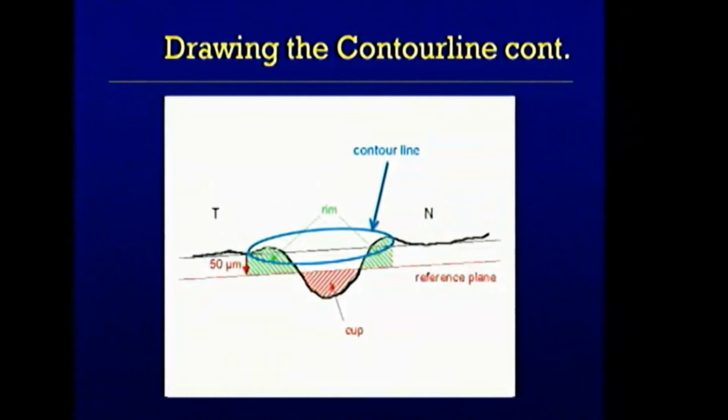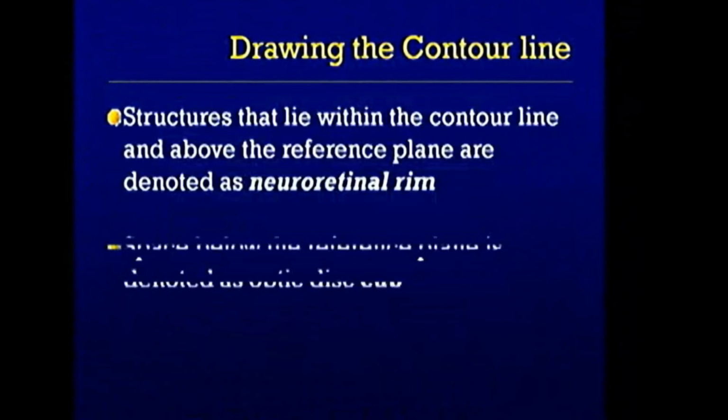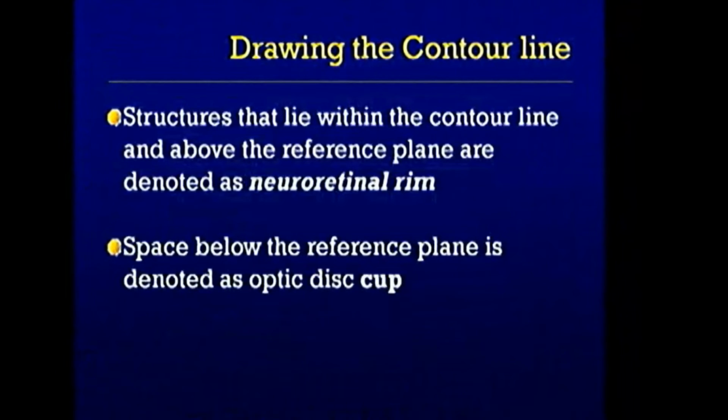So we have an image which is at various depths. So how does the software decide which is going to be cup and which is going to be rim? Well, what it does is to place a reference plane 50 microns below the retinal surface. Okay, then any measurements taken above that plane are rim, and any measurements below that plane are cup. So structures that lie within the contour line and above the reference plane are denoted as neuroretinal rim, and any space below the reference plane is denoted as optic disc cup.